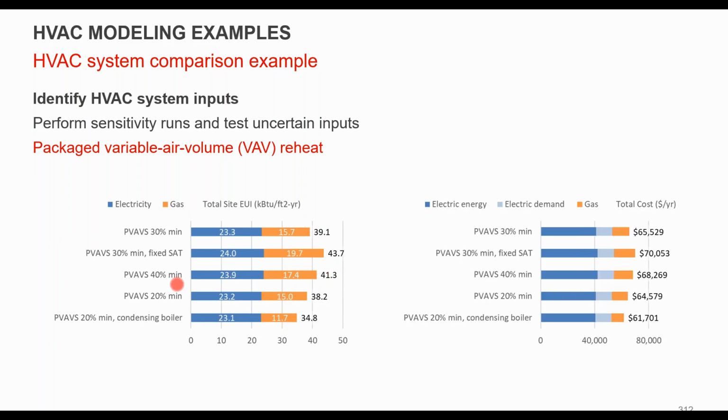And then the other ones are looking at if you went to 40% min on your boxes, 20% min on your boxes, or 20% min and you added a condensing boiler. So these are the kind of things that you can do when you're looking at these HVAC system options. And again, looking at cost, obviously, there are no all-electric options that we ran for this since we had a gas boiler.